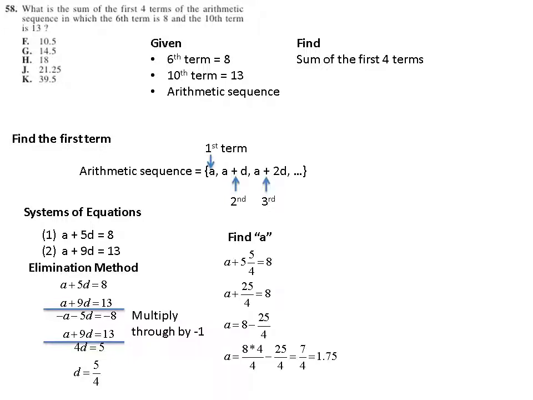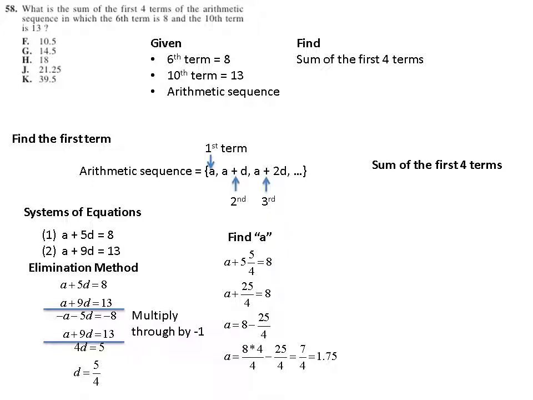Okay, so now we have our common difference. Now we can find a, our first term. So a plus 5 times 5/4, which is our common difference, equals 8. So we're plugging this into our first equation, our systems of equations. And we work this through algebraically, and we find that a equals 1.75. All right, so now we have our first term.